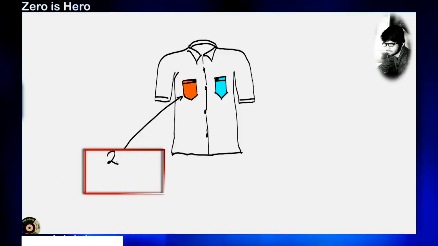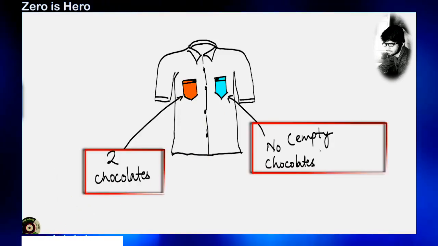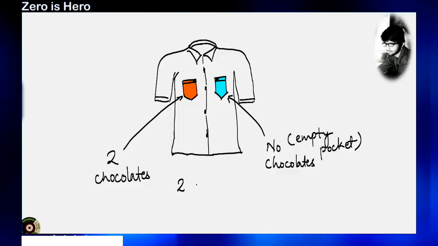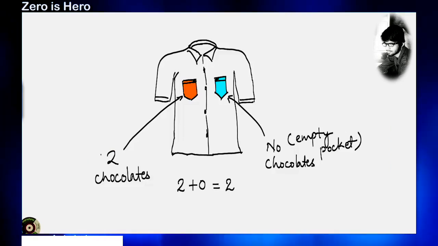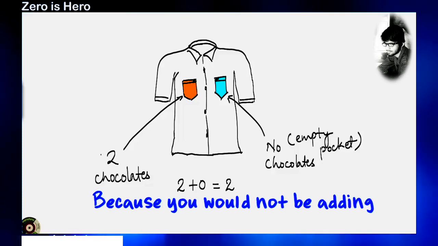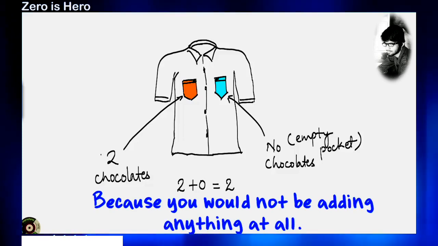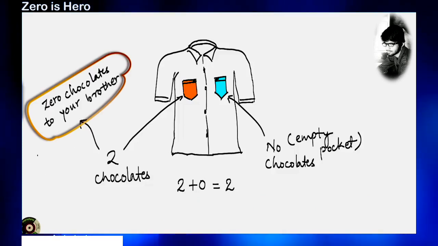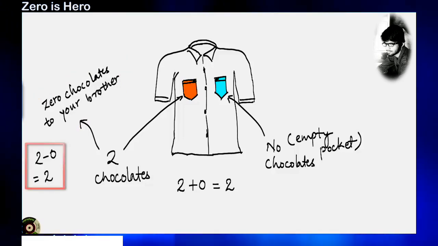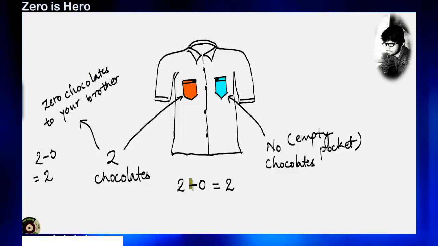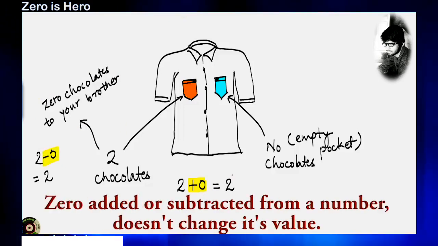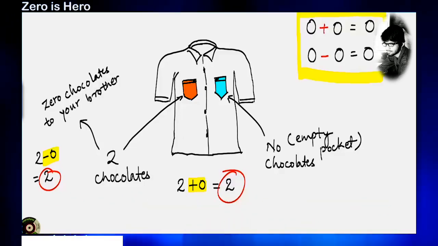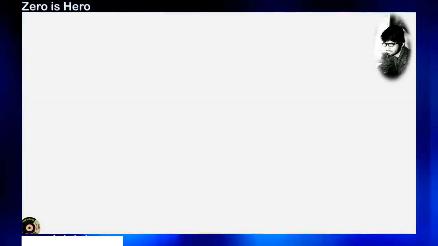Suppose you have 2 chocolates in left pocket and 0 chocolate in the right pocket. So exactly how many chocolates do you have? The answer is 2 only, isn't it? Because you would not be adding anything at all. On the same lines, say if you give 0 chocolate to your brother out of your 2 chocolates, then you would be still left with 2, right? So I just want to tell you that 0 added or subtracted to a number doesn't change the number. And this is true for 0 too. I hope you are with me.